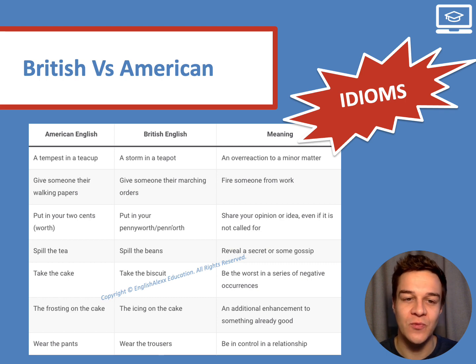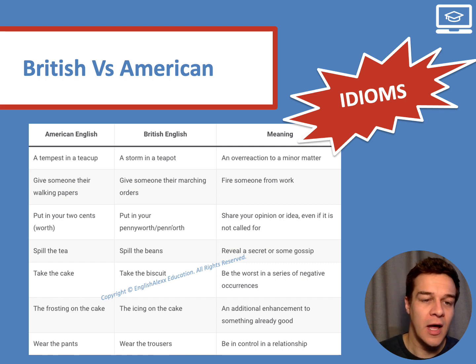Okay, the next one is give someone their walking papers. And the British version is to give someone their marching orders. And this means to fire somebody. Okay, so here's an example. Jamie, how is Steve getting on? Has he started performing, or do we need to give him his marching orders?